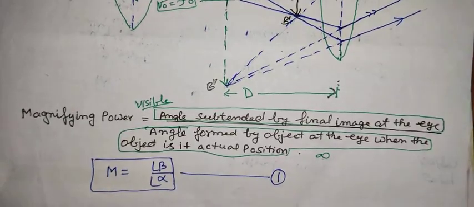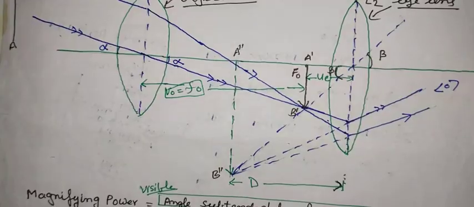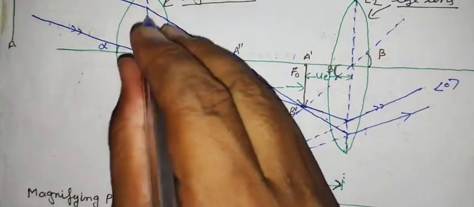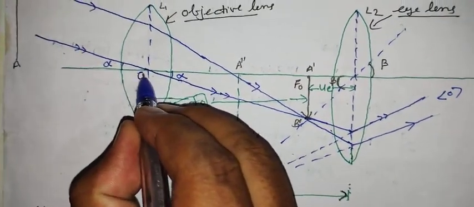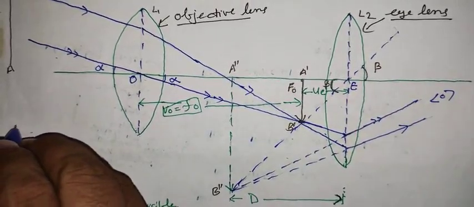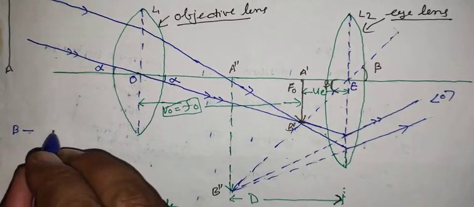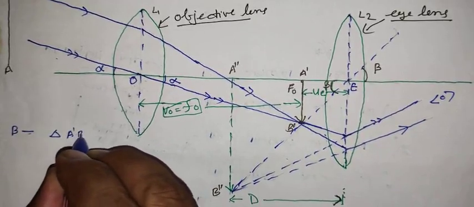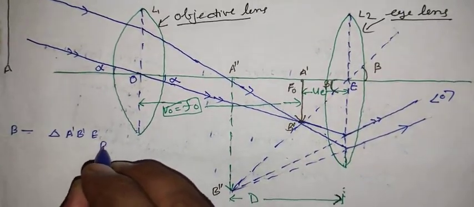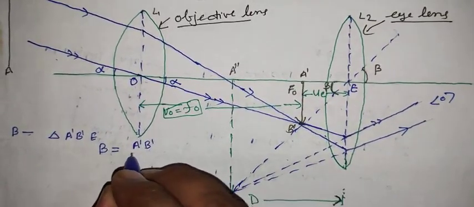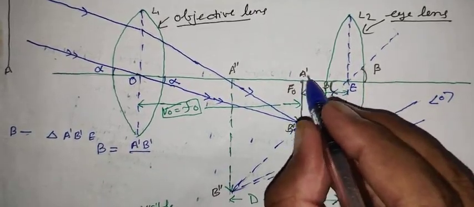Now see in the diagram very carefully how we will obtain the values of beta and alpha and put them in this. The objective lens optical center I am representing by O, and this is the eye lens E. For determination of the visible angle beta, we take the triangle A dash B dash E. Here tan beta is equal to perpendicular A dash B dash by base A dash E.